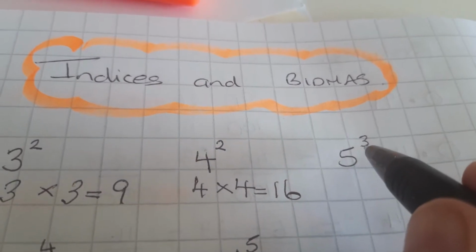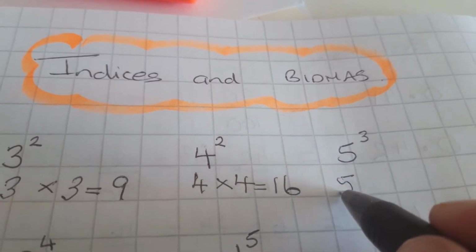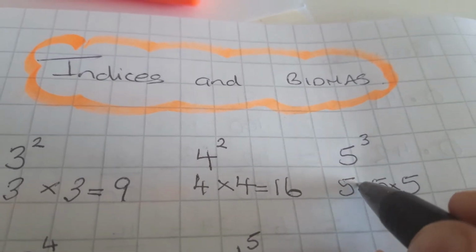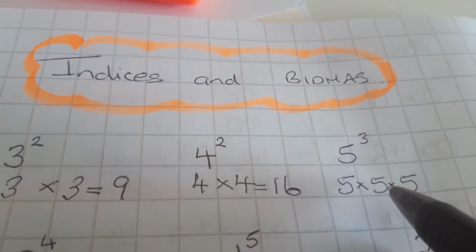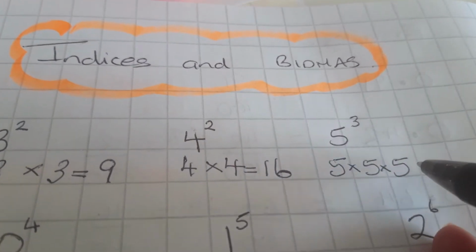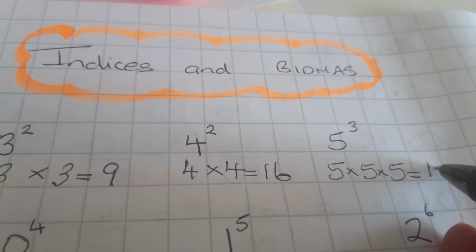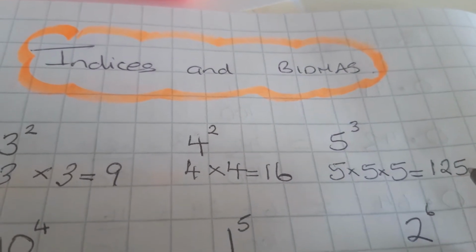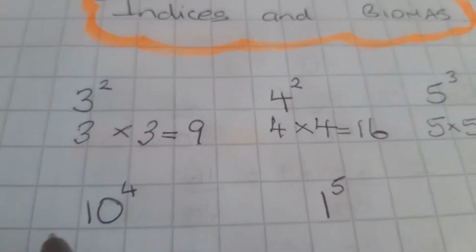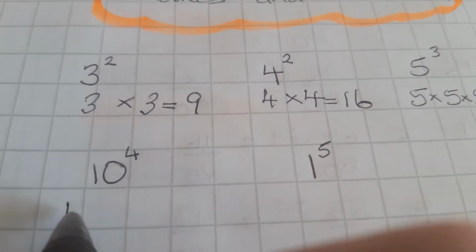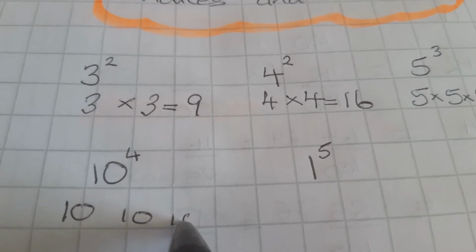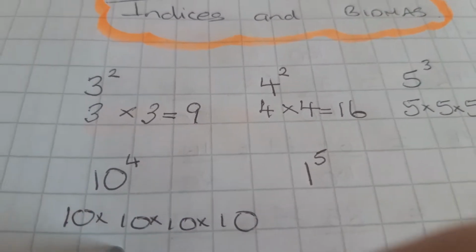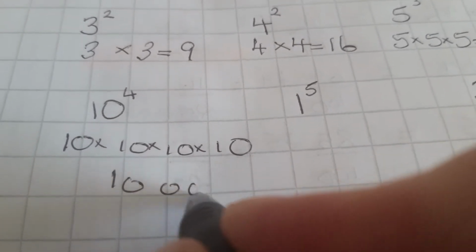This time you see there's a 3 above the 5, so instead of just writing it down 2 times, we write it down 3 times. This number tells you how many times to put the number down, the big number. When you multiply that out, you get 125. So 5 cubed really means 125. Now you see there's a 4 above the 10, so that means write the 10 down 4 times. Multiply in between and you will get the answer 10,000.